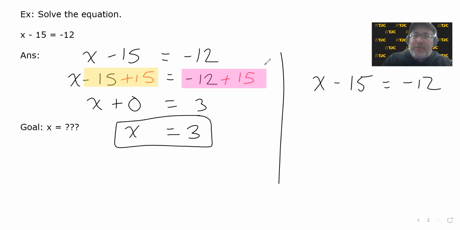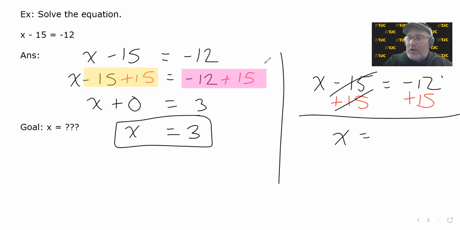But what most people will typically do is something like this. I'm going to add 15 to both sides. I'm going to cancel the minus 15 and the plus 15. And then over here, this adds to give us 3. And I'll admit that there's nothing technically wrong with that, but it kind of clouds the issue of what's really happening with the negative 15, that it's being turned into the easiest number to add with, namely 0.